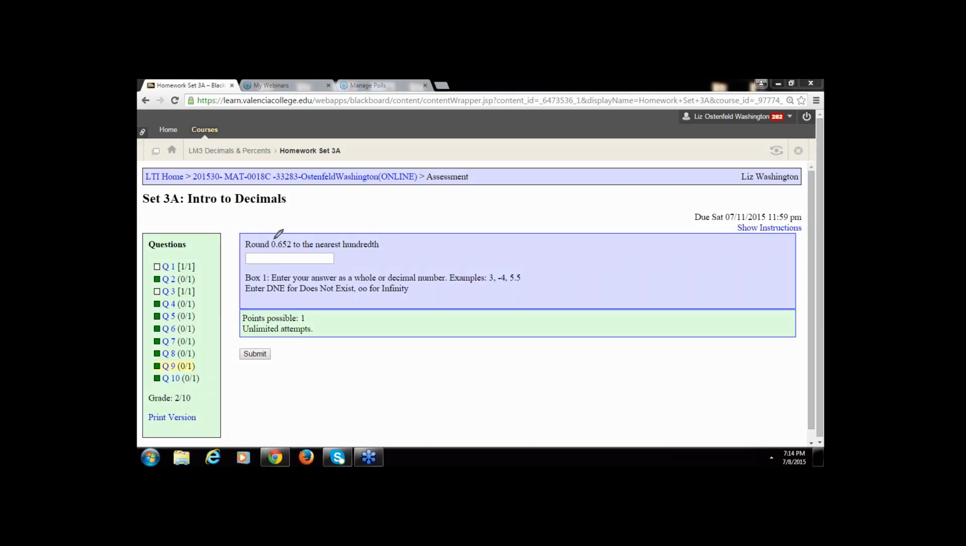Okay. So it says round this decimal to the nearest hundredth. So we have the 6 in the 10th place. The 5 is in the hundredths place. And the 2 is in the thousandths place. So I need to round to the hundredths place. So the 5 is the one I'm concerned about. When I look to the right, the 2 is too small. So I'm actually going to round this to just 0.65. You guys have any questions about rounding? In order to round, you have to know the actual place value, okay?